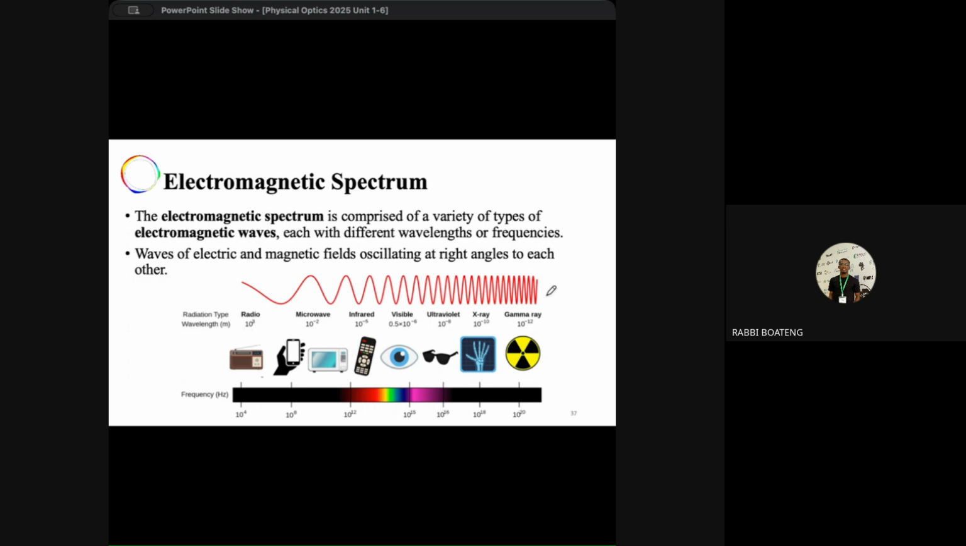Now let's look at the electromagnetic spectrum. But before this, can I get a thumbs up with the explanation that I just did? Are we okay with that? I'm building a conversation, so I want us to understand. Okay, perfect.